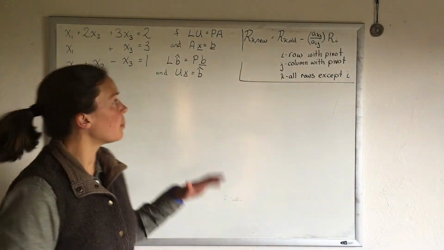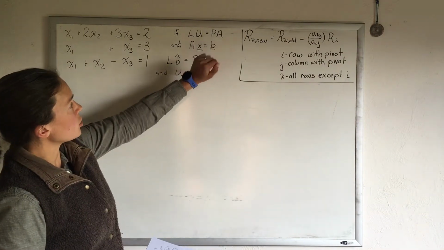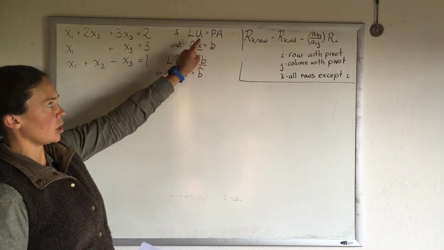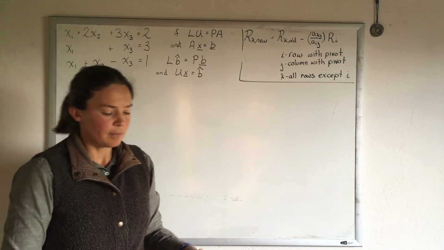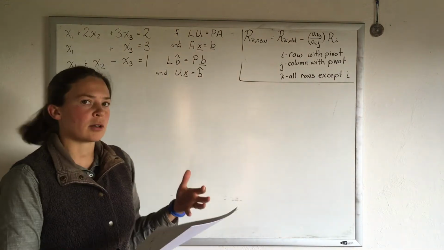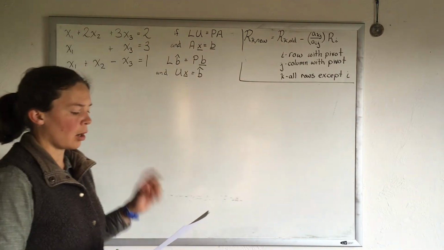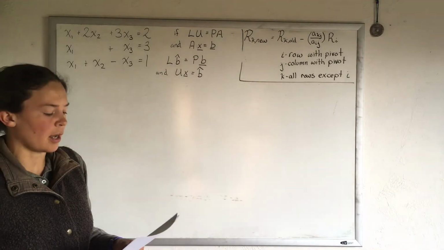So we're going to decompose our A matrix so that L times U will equal P times A. And to do this, we're going to use some of our Gaussian elimination steps, but also keep track of what's going on as we do this.